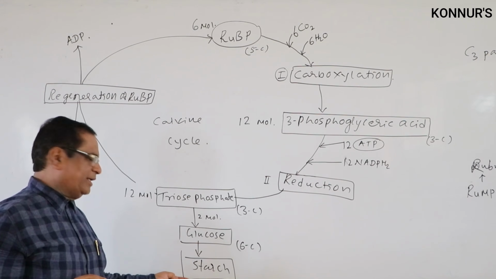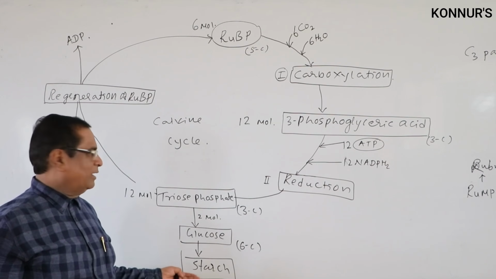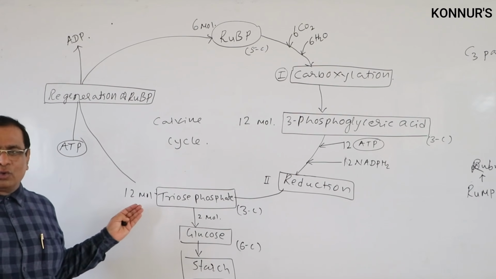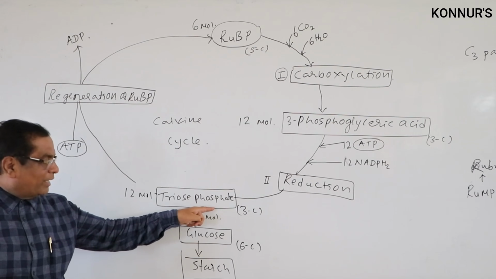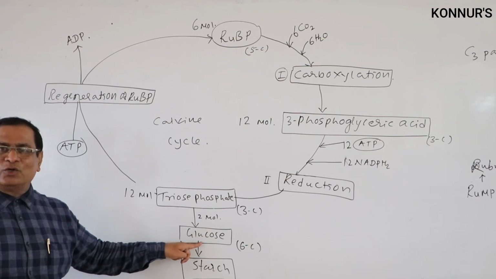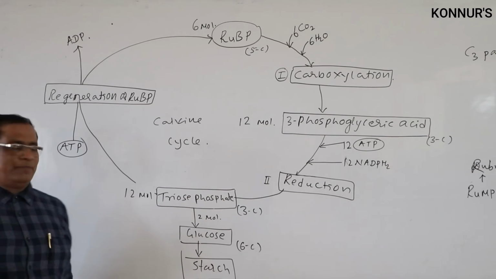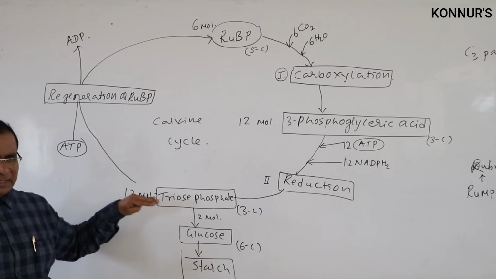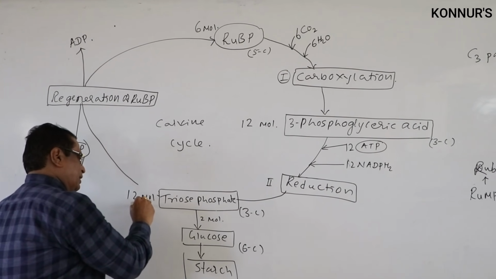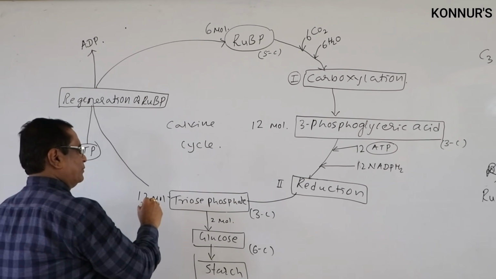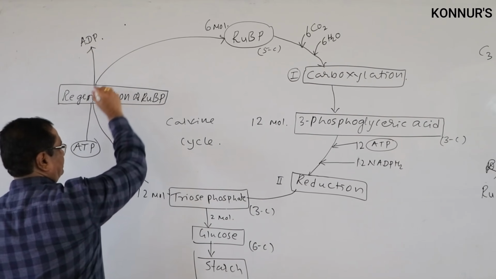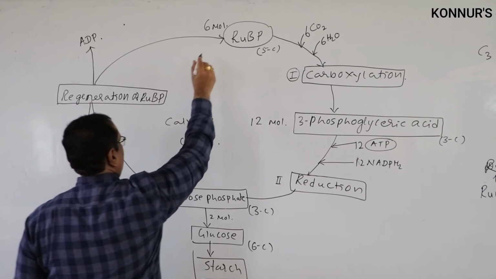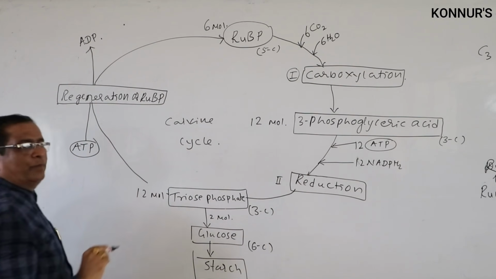and then gets polymerized, forming a polysaccharide starch. But how many of them are there? Totally 12. But 2 are used to generate glucose in the reaction. But 10 are remained. 10 triose phosphates are remained. These 10 triose phosphates are used to regenerate 6 molecules of RuBP.